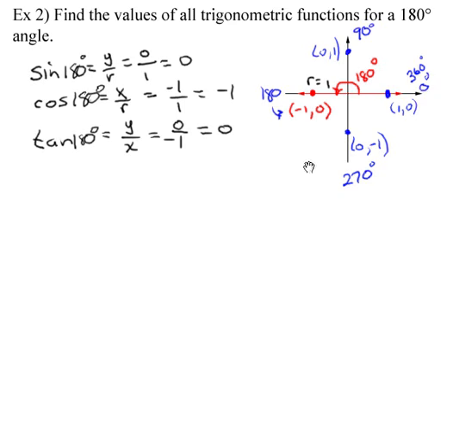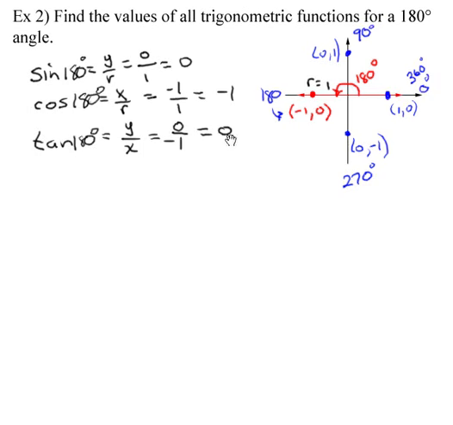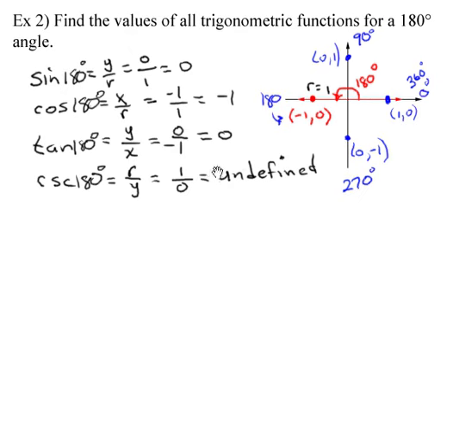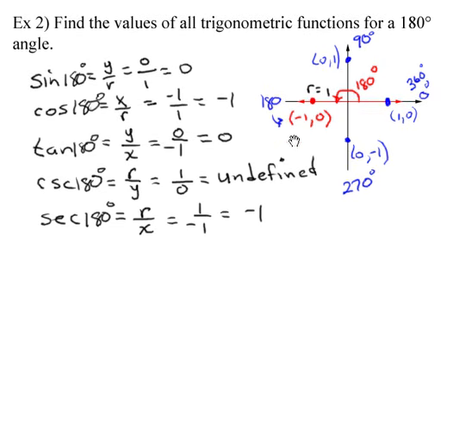Tangent is y over x. The y value is 0. The x value is negative 1. 0 divided by anything is 0. So the tangent of 180 degrees is 0. Cosecant is the reciprocal of sine, so that's r over y. The radius 1 over the y value 0. We can't have 0 in the denominator, so that's undefined for the cosecant of 180 degrees. Secant is r over x, the radius being 1, x being negative 1. 1 divided by negative 1 is negative 1.